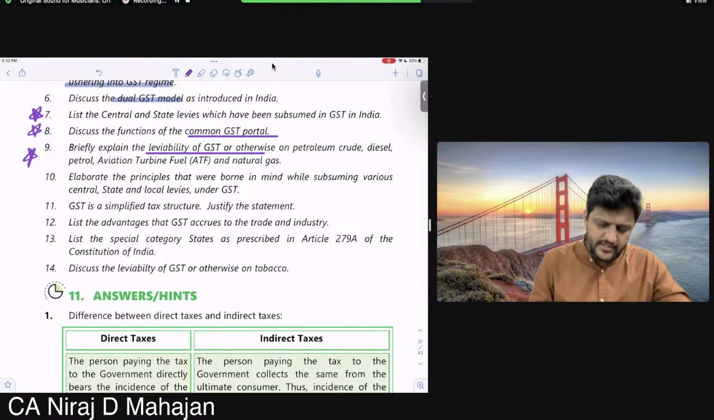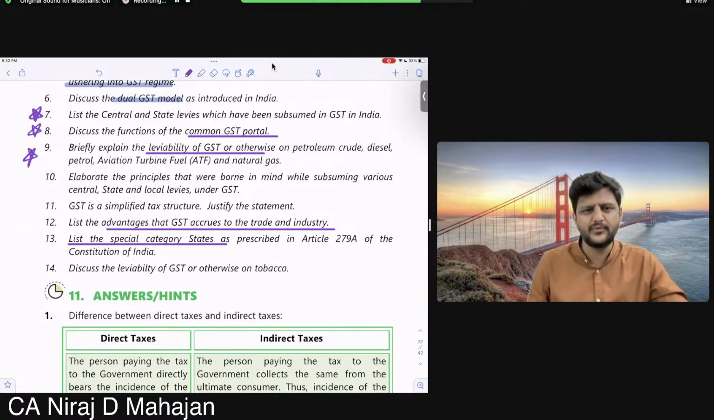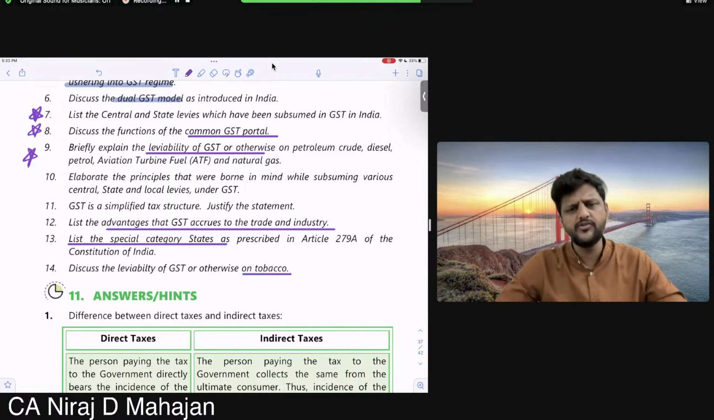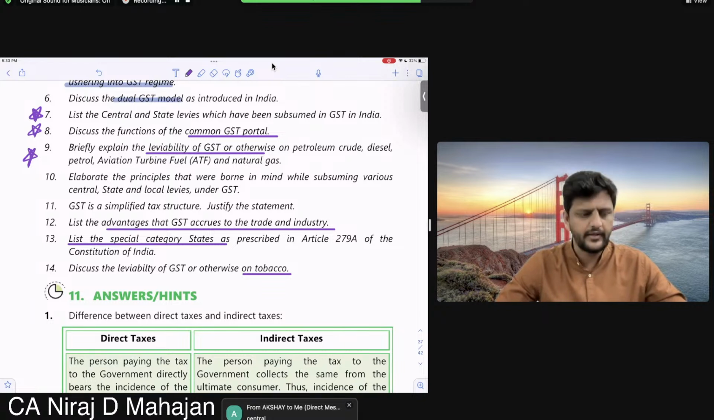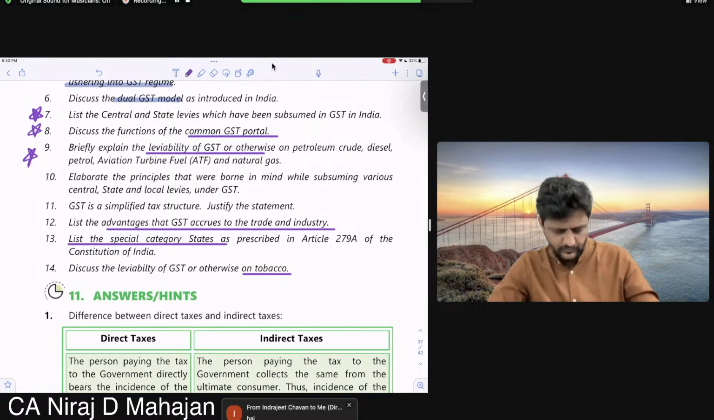Again the same thing, advantages that GST gives to trade and industry. List the special category states. Again, I highly doubt this question will ever be asked. And discuss the liability of GST or otherwise on tobacco. Tobacco is part of GST, plus is it central excise? Tell me, yes or no. Correct.